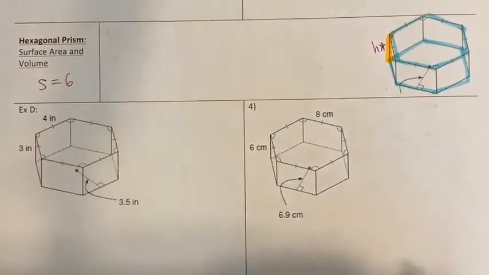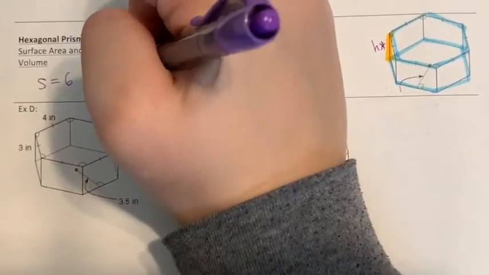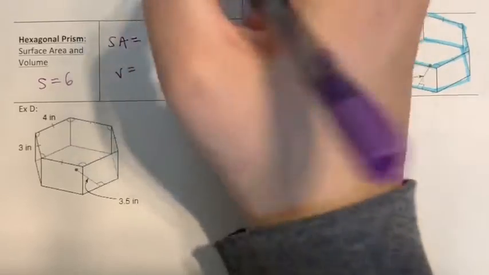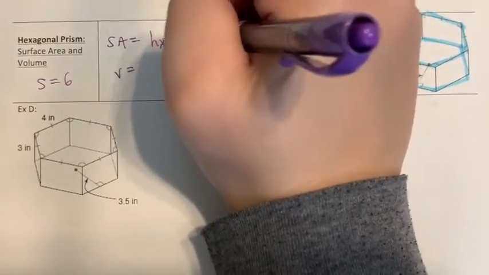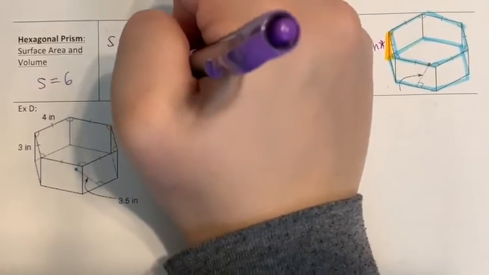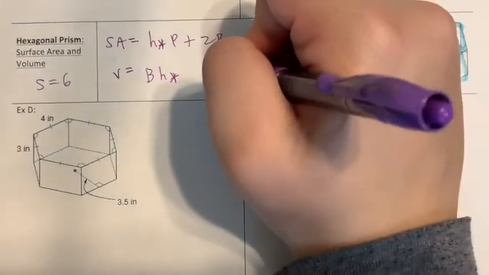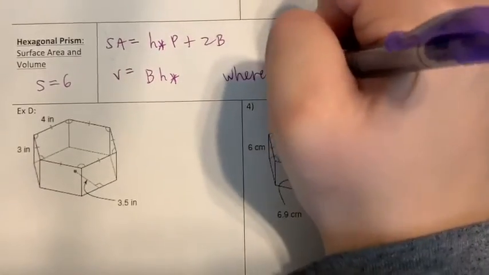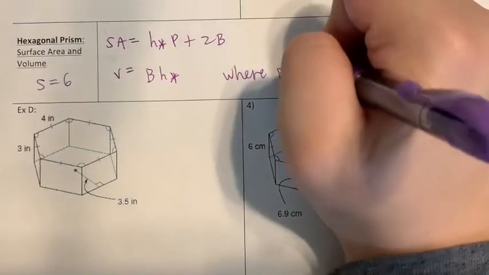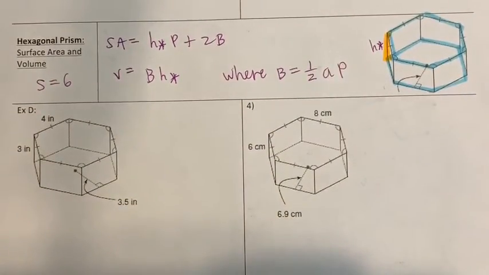We have 6 sides. Our surface area and volume formulas stay the exact same. So for surface area, we're doing our height of the prism times the perimeter plus 2 base. For our volume, we're still doing base times height. And in the last video, we learned the new formula for a big B when we're trying to find area of that base. We do 1/2 times the apothem times the perimeter.